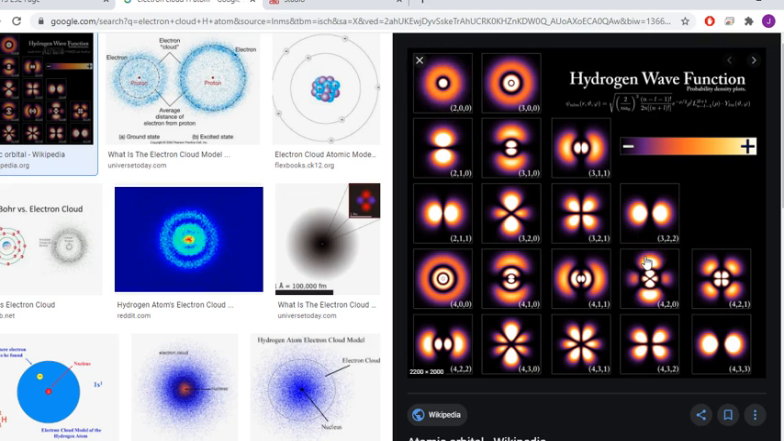But I could go on and on about this. I'm just trying to make connections to what you guys talked about in chemistry. So those electron clouds are really probabilities.